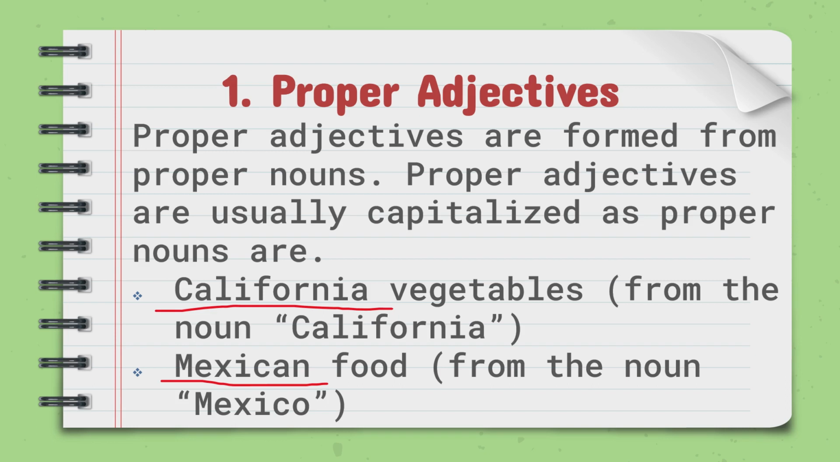Then we have Mexican food. So the word Mexican is formed from a proper noun, that is Mexico, name of a country. So you're gonna capitalize it. Mexican food. Food is noun and Mexican. What kind of food? Mexican food. Mexican is proper adjective. It can be anything like Pakistani food, Indian food, Korean city, or Chinese clothes. All of these are examples of proper adjectives.